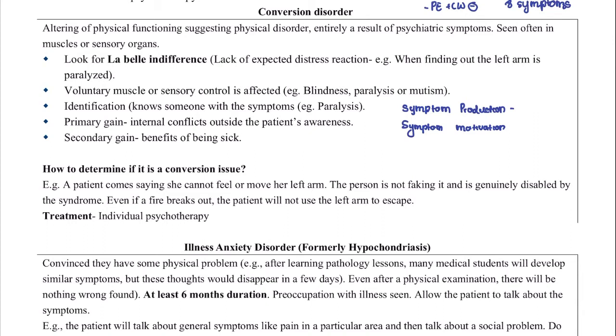In conversion disorder, they have unconscious symptom production and unconscious symptom motivation. What this means is the person doesn't know that this is a psychological issue and is not producing the symptoms on purpose. So let's take an example.